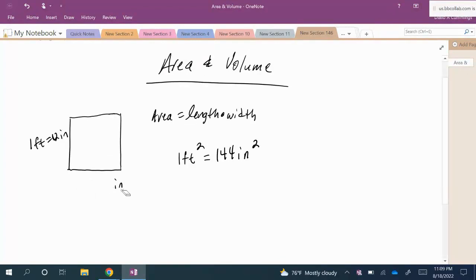Next, we'll take a look at another conversion. So let's just say here we have 1 yard, and here we have 1 yard. So if we were to find the area, 1 times 1 is 1, so we would have 1 square yard. Now we can convert square yards to square feet. So 1 yard is equal to 3 feet. 3 times 3 is 9. Foot times foot is square feet. So 1 square yard is 9 square feet.